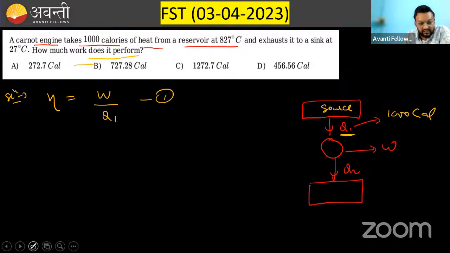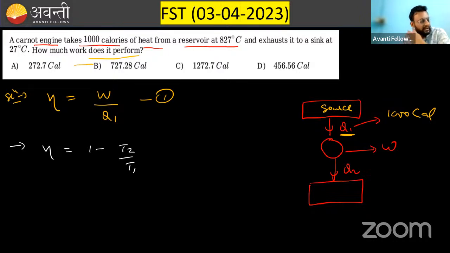Now, the relation for efficiency is 1 minus T2 by T1. This is the golden relation of the Carnot engine. T2 is the temperature of the sink, T1 is the temperature of the source. So it will become 1 minus T2. Sink temperature is 27 degrees Celsius, and T1 and T2 are in Kelvin. So T2 will be 300 Kelvin.